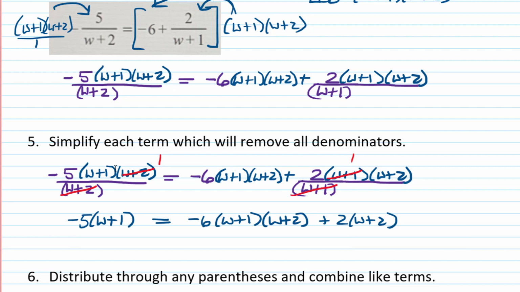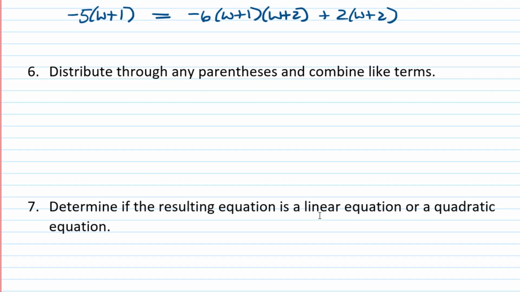Now at this point, we don't really know if we have a linear equation or a quadratic equation until we multiply through any parentheses and combine like terms. On the left, distributing the negative 5 gives us negative 5w minus 5. On the right, we have a little bit more work to do. I'm going to distribute the negative 6 to the w plus 1, which gives me negative 6w minus 6. And then I need to multiply that times the w plus 2.